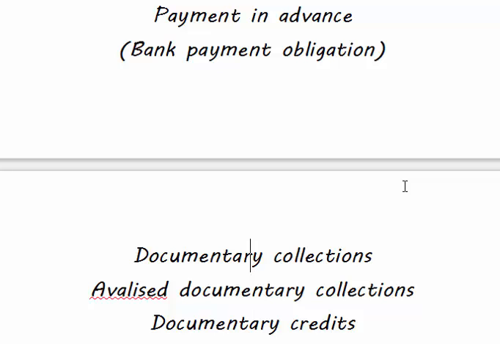Documentary collection. In documentary collection, the documents are sent by the supplier to their bank. It's called the remitting bank. The supplier is called the principal. The remitting bank will send the documents to the presenting bank, and the presenting bank is the bank of the beneficiary. Sometimes there will be a collecting bank in between. The presenting bank will present the documents to the beneficiary, who is called the drawee, and they will have to accept the documents, and if it is sight, they will have to immediately pay. Only upon payment the documents will be released.